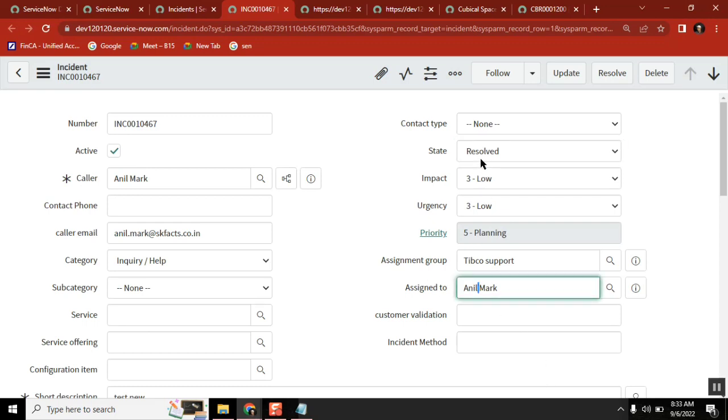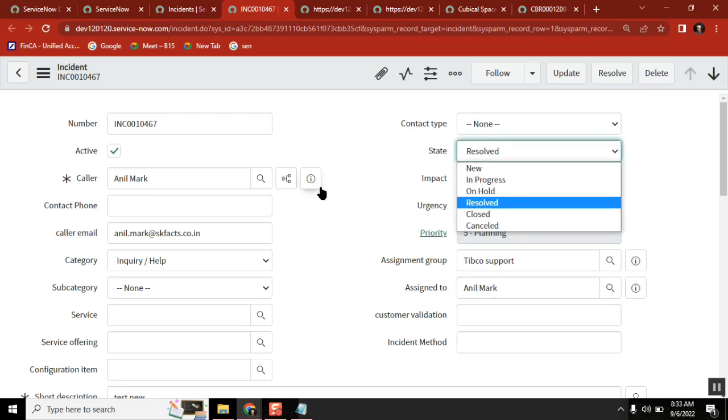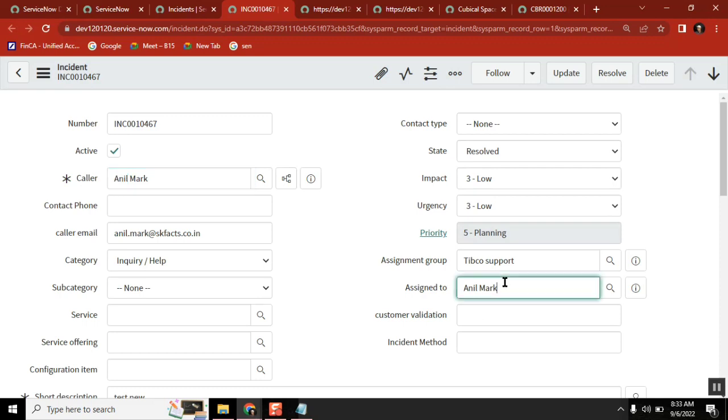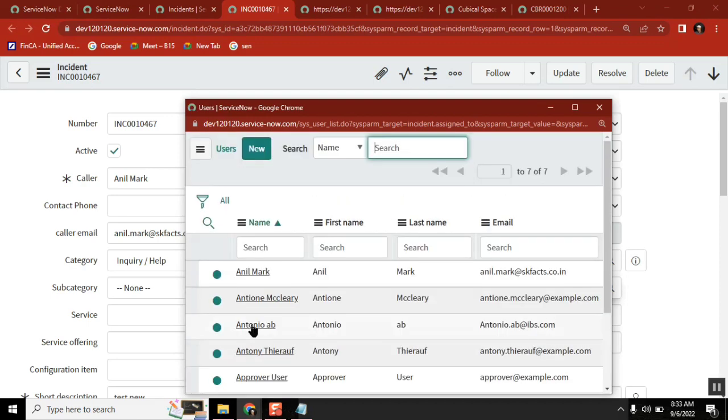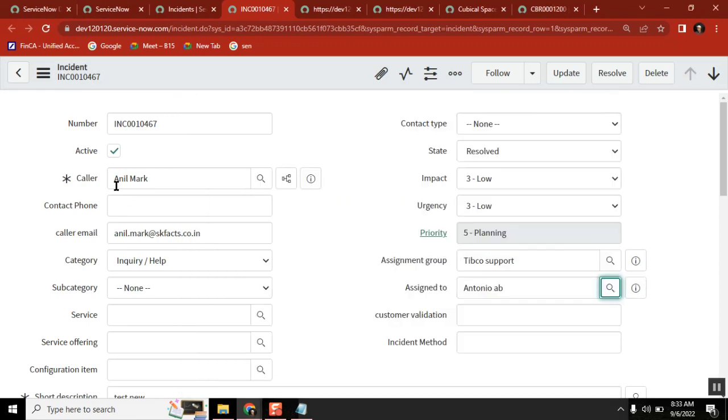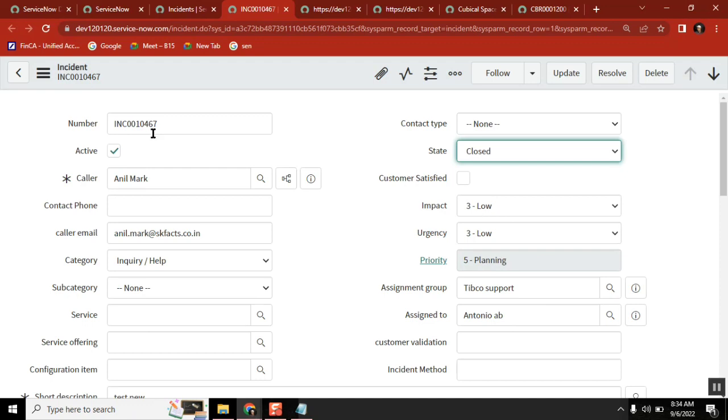But after resolved, based on the company policies and incident management definitions, there will be 3 days of time. During those 3 days, the user, this user, sorry, if I select both as Anil, you will get confused. Just give me a minute. So it will go to this person and then he needs to accept it. There is something called CSAT surveys. During that time, if he wants to open it, he can reopen it. But after 3 days, it will be automatically closed, or he can close it during those 3 days.